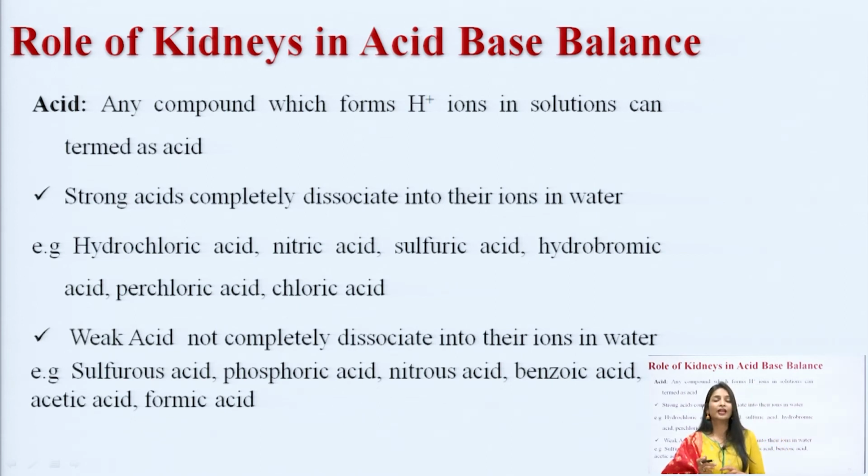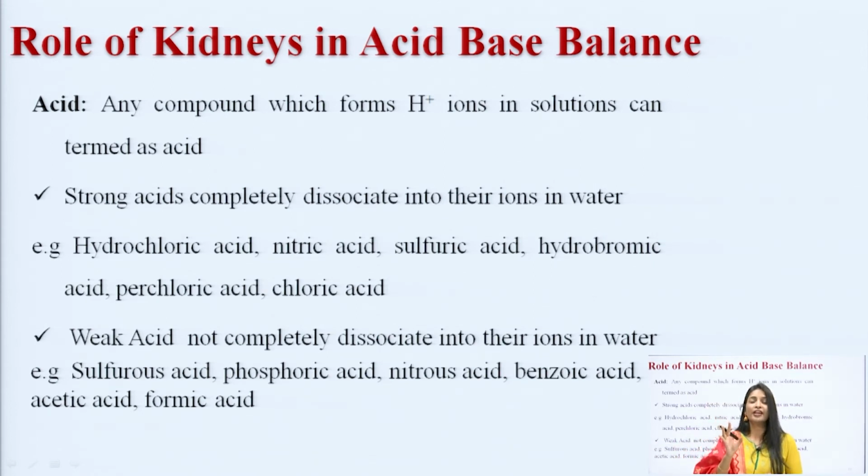Let me see here what an acid is and what a base is, what their important roles are, and how the proton ions are eliminated from the body. If I am talking about an acid, what is an acid? Any compound which forms H plus ions. What is the H plus ion? The proton ion. Whatever the compound, if it has the capacity to form proton ions in solution, you can term it an acid.